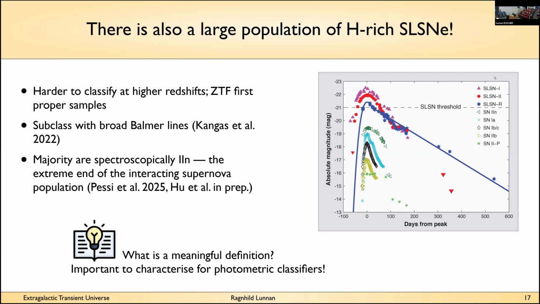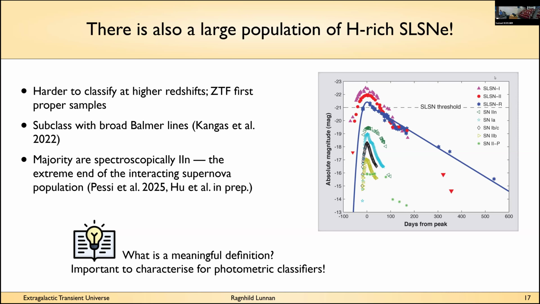The majority are spectroscopically type 2n, so you could think of them as the extreme end of the interacting supernova population, but still requiring extreme mass loss, basically. Like, what kind of stars are these? And there's also a subclass that don't show 2n light profiles. They have broad Balmer lines. Whether those are still interaction powered or something else, I think it's still an open question.